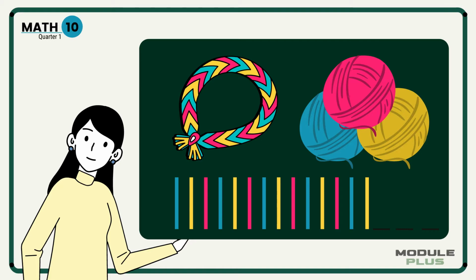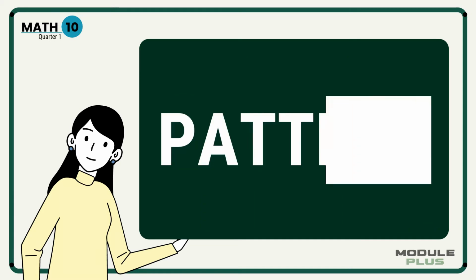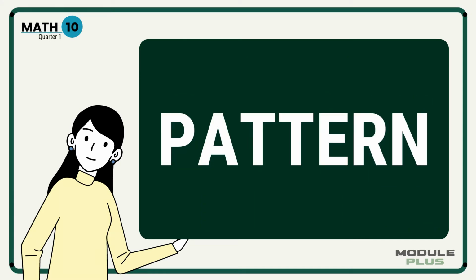If you're done, that's right. This is the bracelet that we made. The first blank is pink. The next one is blue. And lastly, yes, it's yellow. That is what we call a pattern.